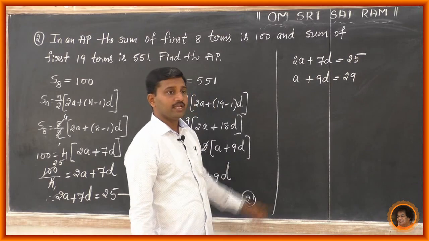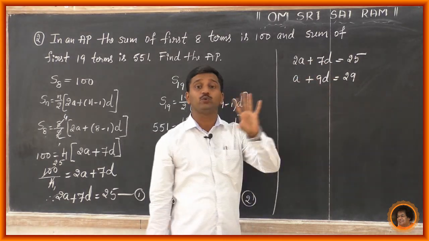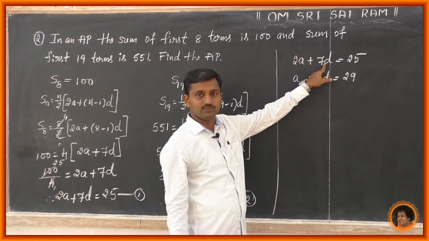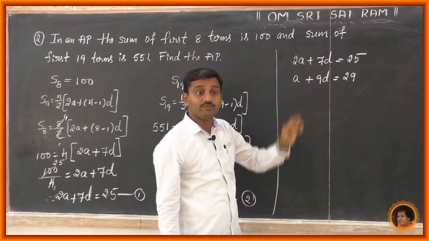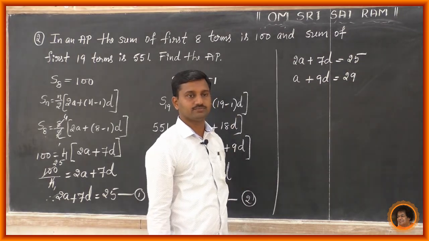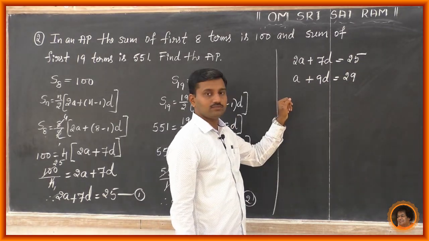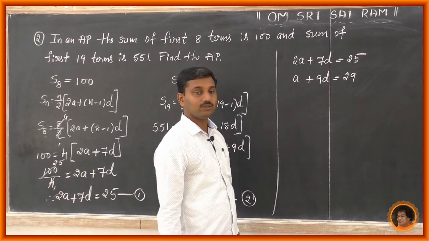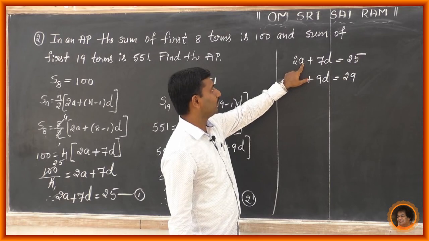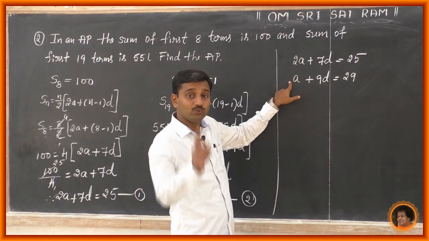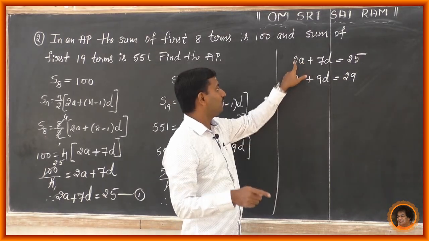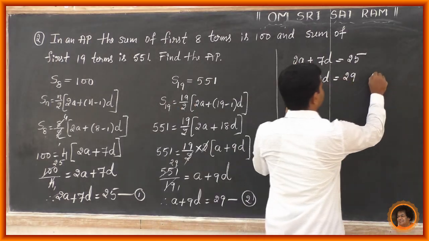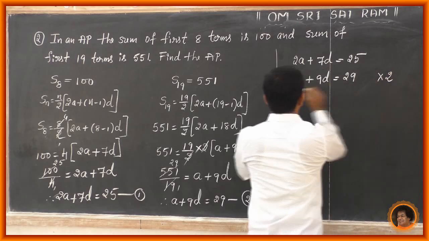So these are the pair of linear equations in two variables. A and d are the two variables. So that's why it is known as a pair of linear equations in two variables. Now how to solve? Eliminate any one of the variables, either a or d. Look at the coefficient. Here 2 is the coefficient, here 1 is the coefficient. To eliminate the variable, the coefficient must be the same. How to equalize? Multiply the second equation by 2.